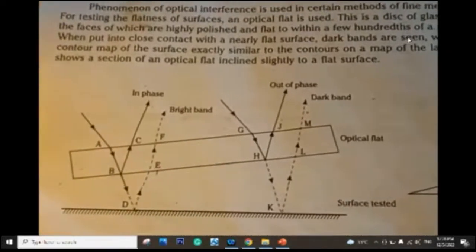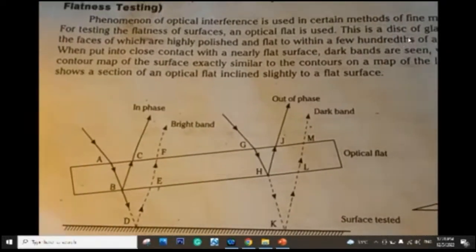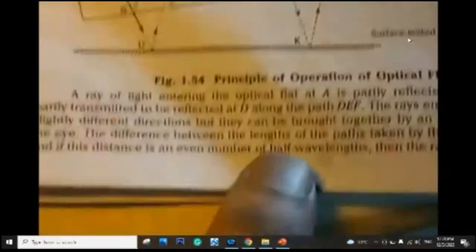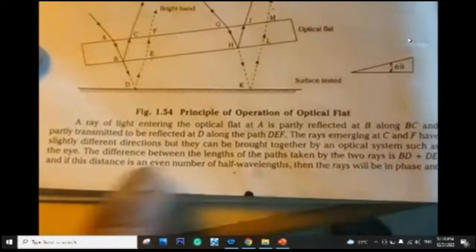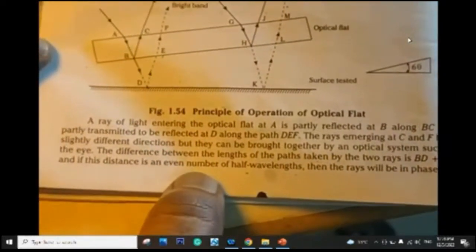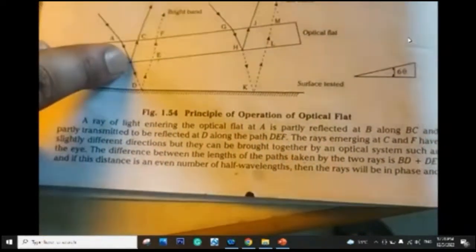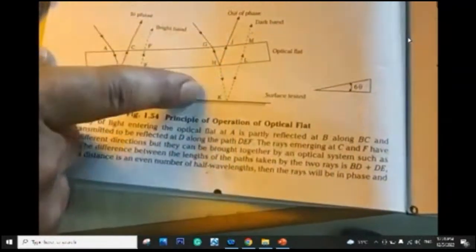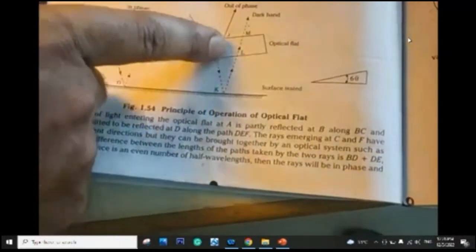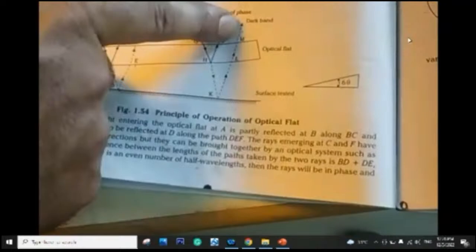The difference between the lengths of the paths taken by the two rays, BD plus DE, if this distance is an even number of half the wavelength, then the rays will be in phase and a bright band will be seen. If the path difference between these two rays is an odd number of half the wavelength of this particular monochromatic light, then they will be out of phase, and a dark band will be seen.